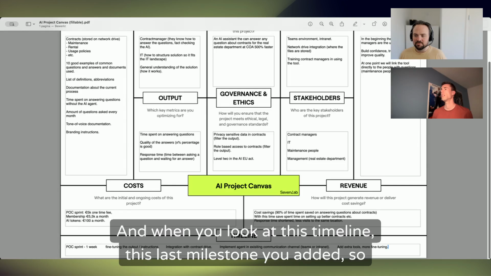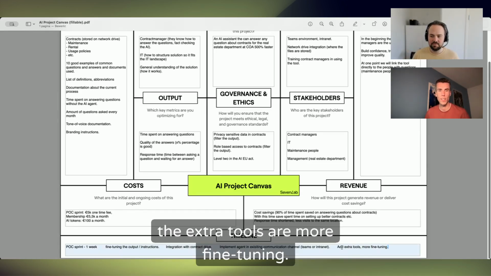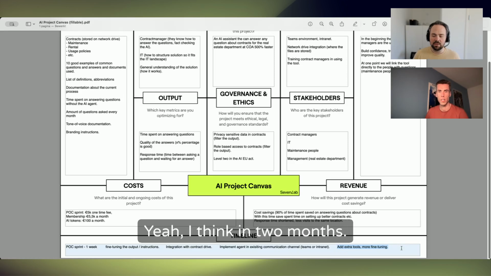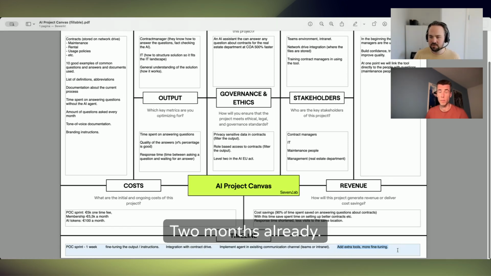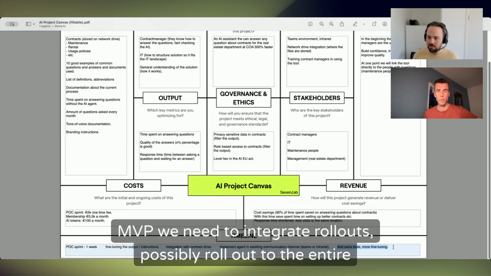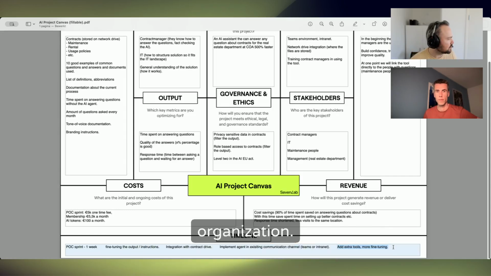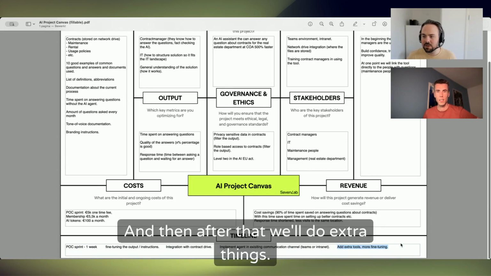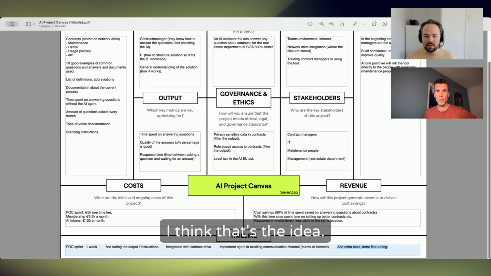Okay, nice. And when you look at this timeline, this last milestone you added, so the extra tools and more fine-tuning, where in the future do you think we can start with this step, looking at this specific project? Yeah, I think in 2 months. Because we're trying to finish the MVP in 2 months. And for the MVP, we need to integrate the rollout, possibly roll out to the entire organization. So we need to have that integration with the existing channels ready. And then after that, we'll do extra things. And I think that's the idea.